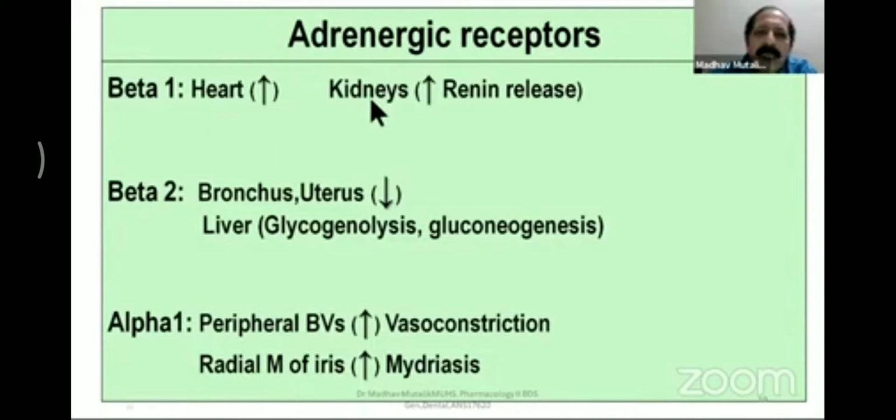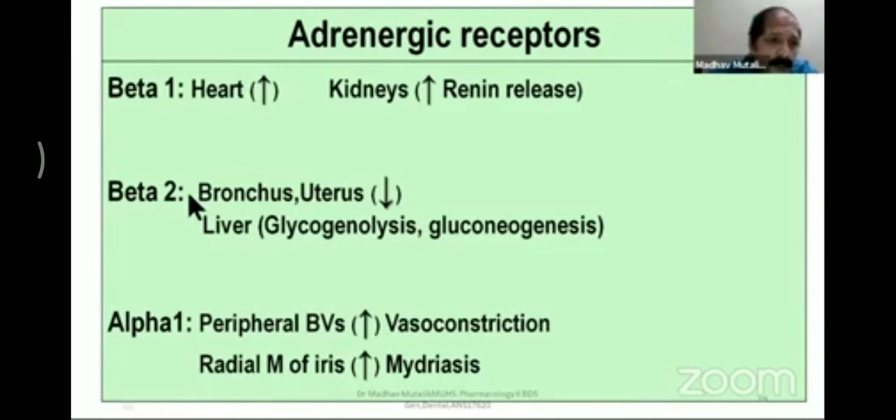Beta 1 receptor in the kidneys is responsible for release of renin. And when renin will be released, finally, there will be angiotensin, and this will lead to vasoconstriction, and this will lead to increased blood pressure. So these are all sympathetic or adrenergic receptor actions.